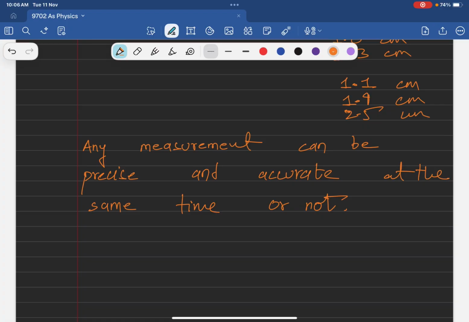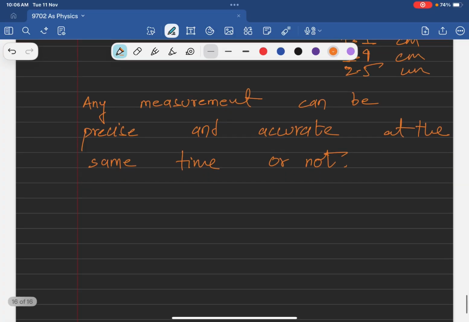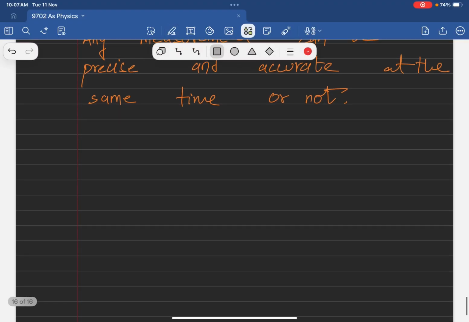So with the help of these two or three graphs, we are going to understand this relationship. In the first graph, we will see that the readings are precise and accurate. Sorry, not in terms of instrument, we are discussing in terms of readings at the moment. So let's draw this graph. First of all, I will draw this graph and explain it to you.